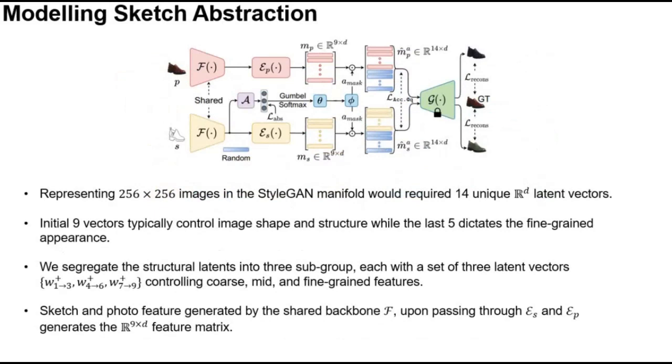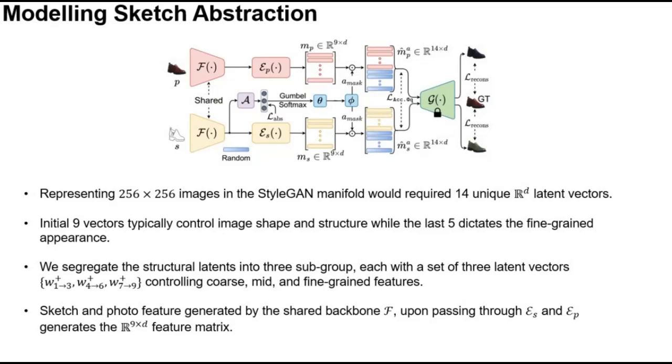Representing a 256 cross 256 image in the StyleGAN manifold would require 14 unique latent vectors, where the initial 9 latent vectors typically control the image shape and the rest control the fine-grained appearance. Likewise, a sketch being a sparse binary line drawing can only provide structural cues in the context of FGSBIR. Thus, during training, we exclusively use the structure-related codes.